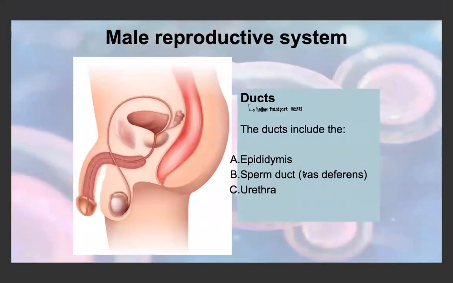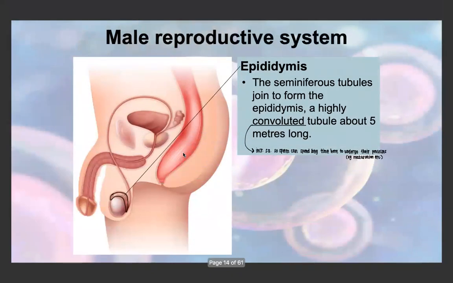Then we look at the ducts of the male reproductive system. Ducts are hollow transport vessels. There are 3 ducts in the male reproductive system: the epididymis, the sperm duct, and the urethra. The epididymis is formed when the seminiferous tubules join together, and it's a highly convoluted, so highly folded tube, about 5 meters long. The function of it being folded is that it increases surface area, so that sperm can spend quite a long time in here. And we'll see that they need to spend time in here to mature and grow.